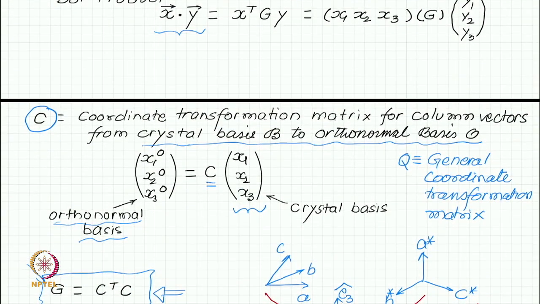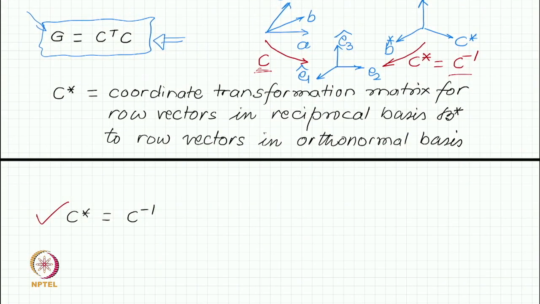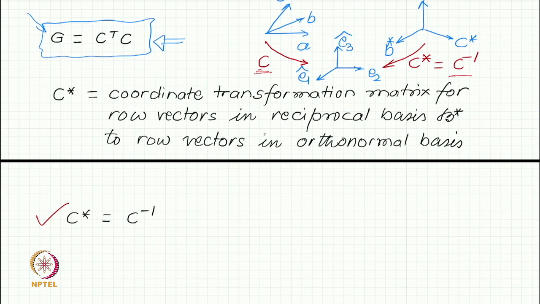Only care which has to be taken is that when we use the C matrix, as we have shown here, we write the vectors as column matrices, whereas when we go to the reciprocal space and start using C star matrices, we start writing our vectors as HKL, as row. If you write them as row, then by the rule of matrix multiplication, the matrix multiplies from the right instead of from the left.